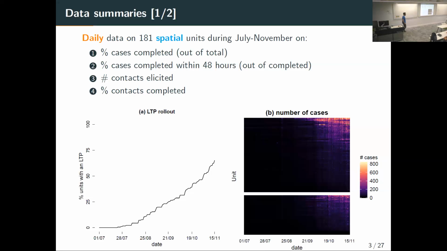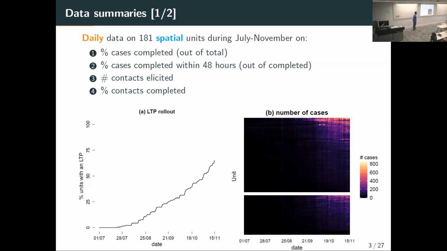This is a high-level summary of our data set. The period that this study covers is from the 1st of July 2020 to mid-November, which is around the time that we started working on this project. We have data on roughly 200 spatial units. Most of these units are UTLAs, upper tier local authorities in England.